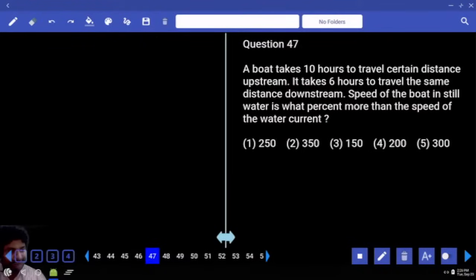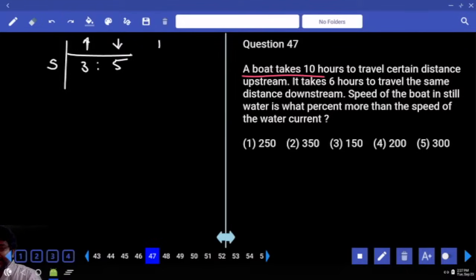We will come back. A boat takes 10 hours to travel certain distance upstream. It takes 6 hours to travel same distance downstream. Time ratio in upstream and downstream is 5:3. Then speed ratio must be for up and then down. The speed of the boat in still water is what percentage more than the speed of the current?